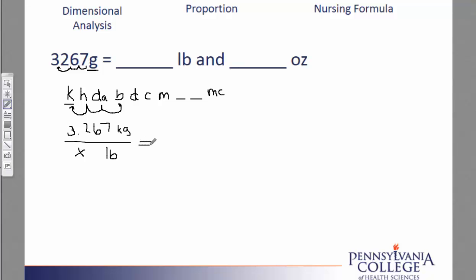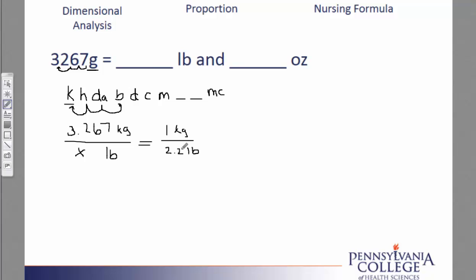On the other side of my proportion, I'll put my memorized information. I know that 1 kilogram is equal to 2.2 pounds. I put the labels in the similar locations. So on both fractions, kilogram is on the top of the fraction, pound on the bottom of the fraction. In a proportion, I'm saying the two fractions are equal. The only way for them to be equal is if their labels are similarly located.